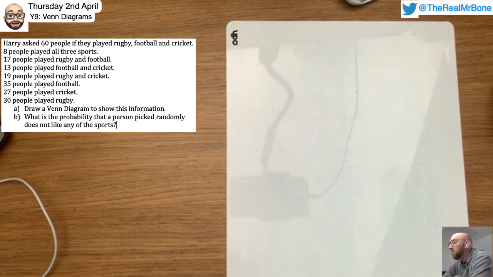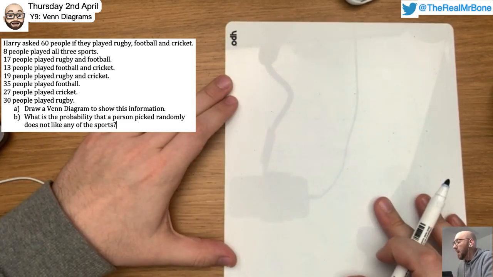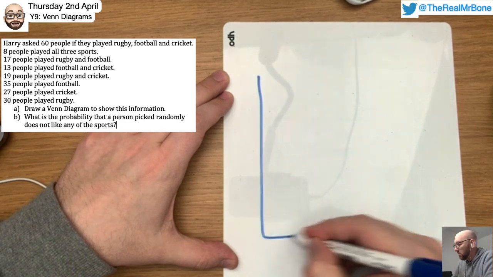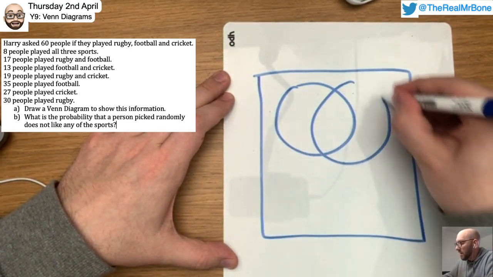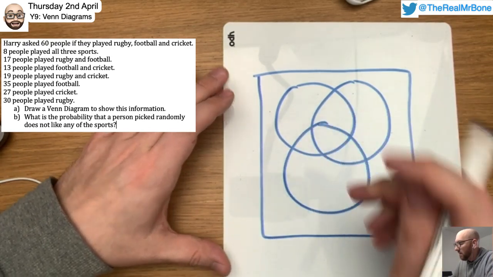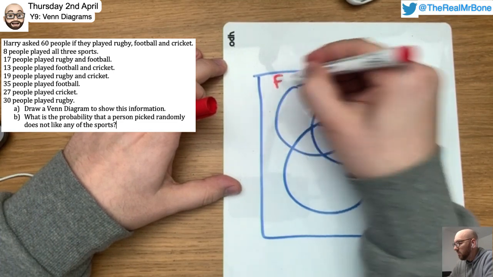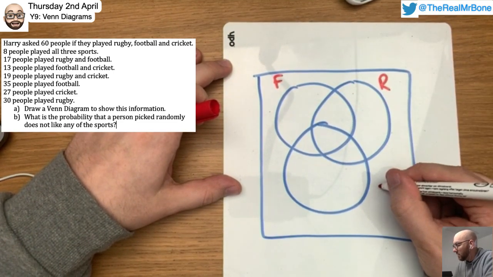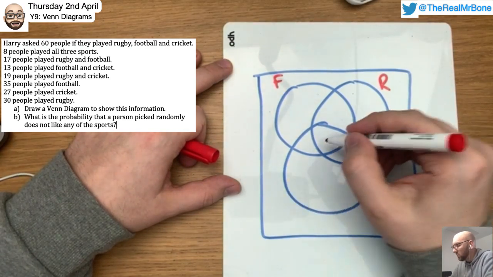Now I'm going to get this question wrong on purpose first of all, just to prove the point I was making a second ago. What lots of people would do in this question incorrectly would be this. They'd draw their box. They'd get their 3 lovely overlapping circles. Nothing wrong with that part. They'd label them football, rugby and cricket. And then they'd start putting in the numbers from the question.